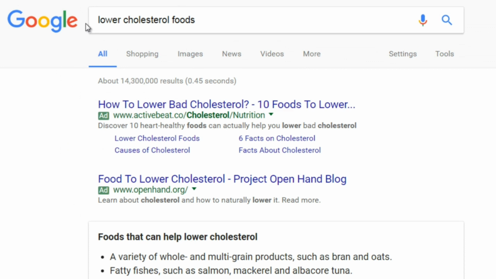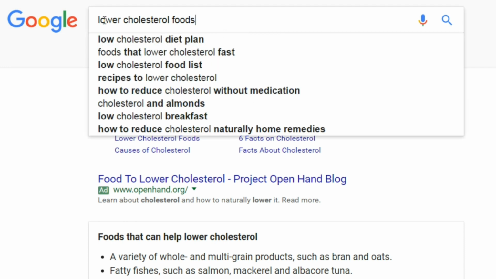So let's move on and talk about lowering cholesterol again. So, lower cholesterol foods. You'll notice that in the previous search we saw a lot of foods, a lot of natural remedies. So let's focus on that, because that seems to be what people are searching for. Let's just type in lower cholesterol foods and see what we get.